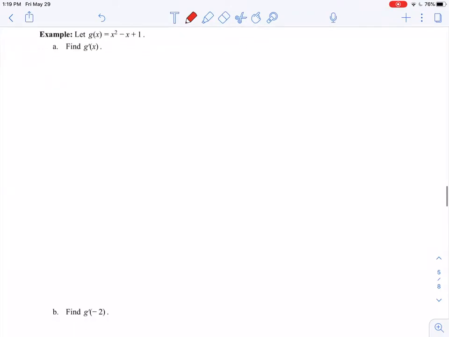So here I have g of x equals x squared minus x plus 1. I want to start by finding g prime of x. So step 1, I'm going to find g of x plus h. I'm going to take x plus h and plug this in for x right here and for x right here. So since I have two x values, I'm going to plug x plus h in those two spots. X plus h quantity squared minus x plus h plus 1.